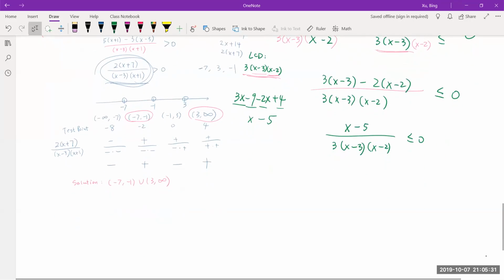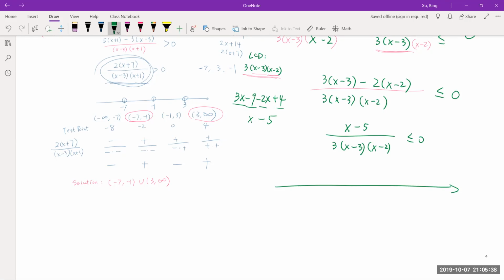Okay, now I can decide the points on the number line. The zeros, doesn't matter from the top or the bottom: 5 from here, 3 from here, and 2 from there. Those are the 3 zeros. So 2, 3, 5.